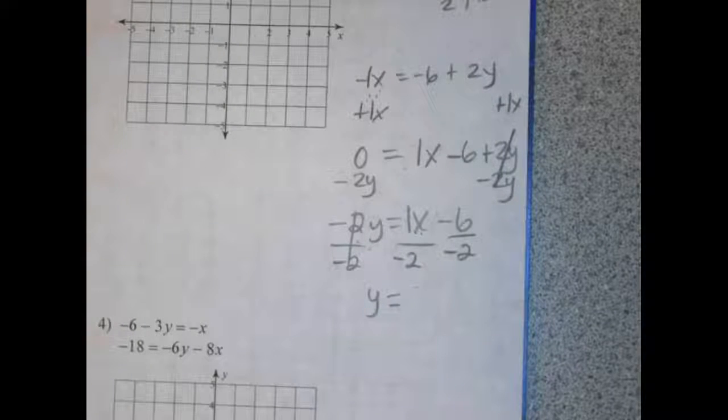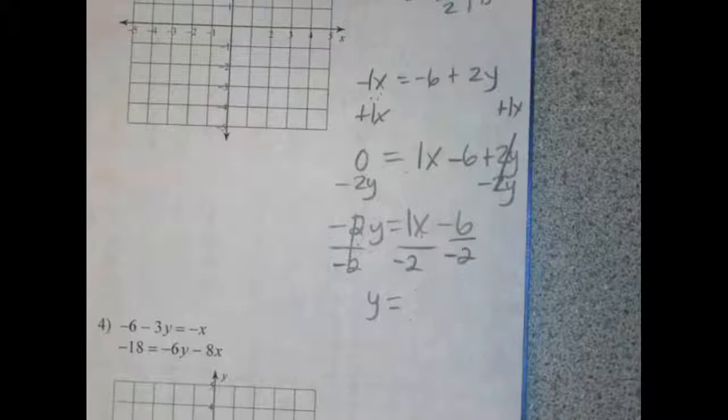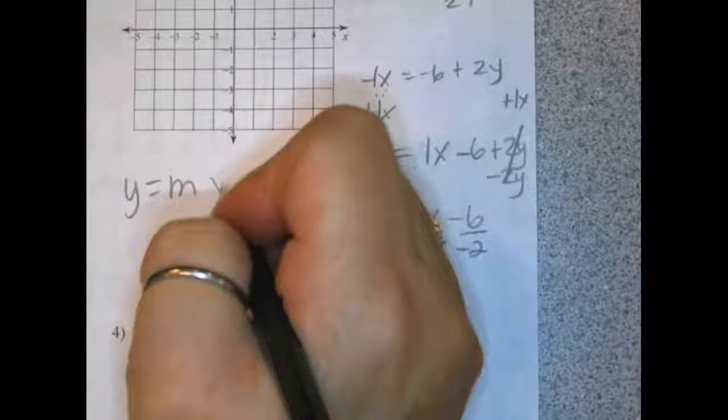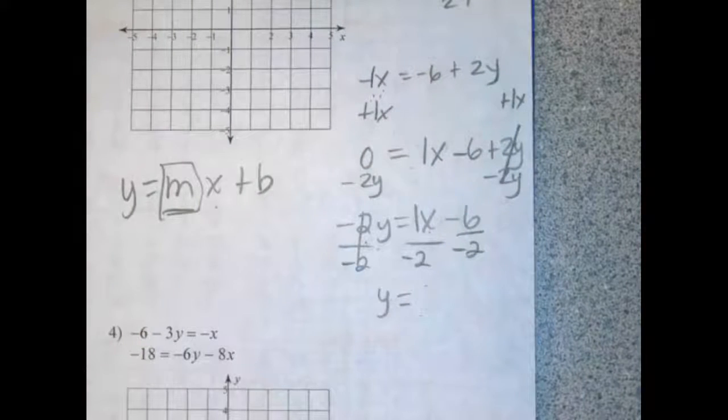Angel, you want to help him out? Yeah. What should I bring down? 1x over 2 negative 2. Remember, this is what I'm looking for. Oh. Y equals 1x. I want this to be separate from that. So what do I bring down?